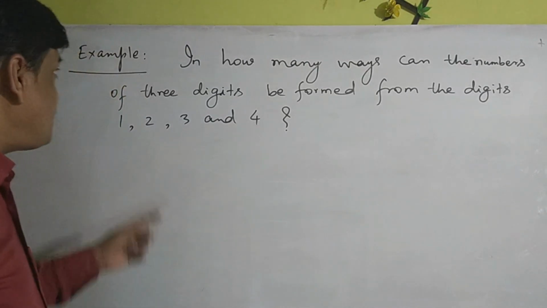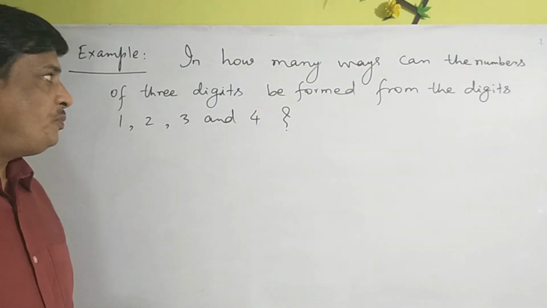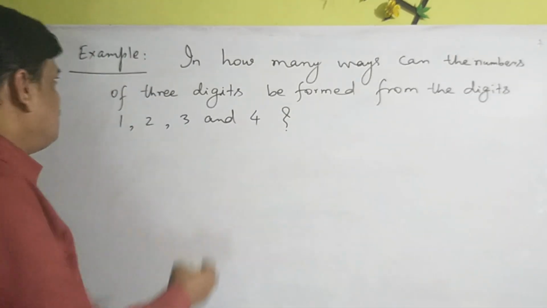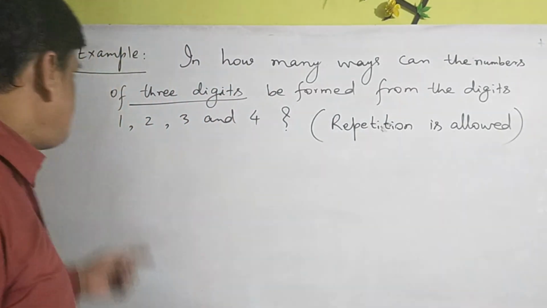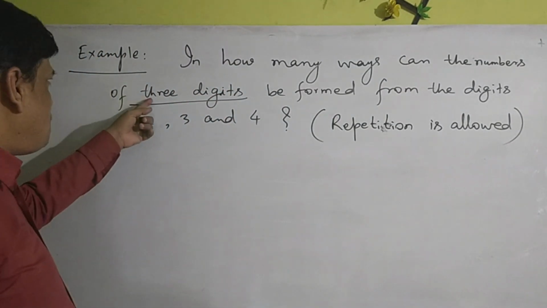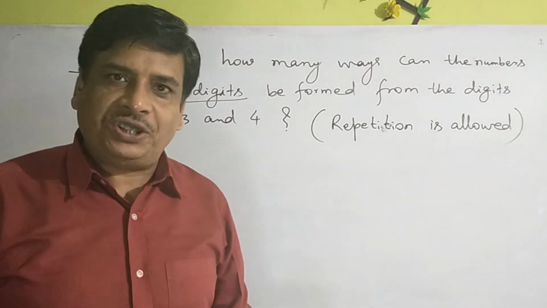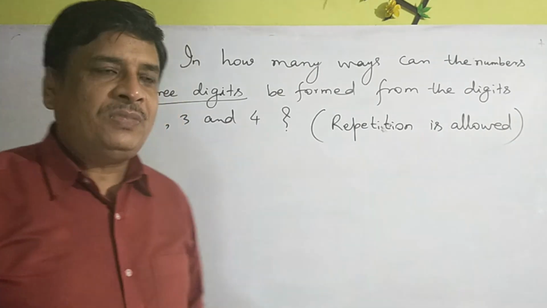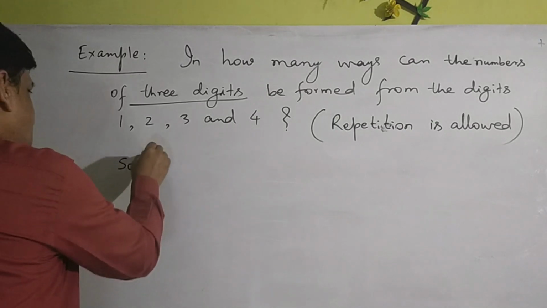In how many ways can the numbers of 3 digits be formed from the digits 1, 2, 3 and 4? Numbers of 3 digits. Repetition is allowed. The question does not say numbers must be of 3 different digits. Numbers of 3 digits means the digits can also be taken the same. So we have 3 vacant places here also.